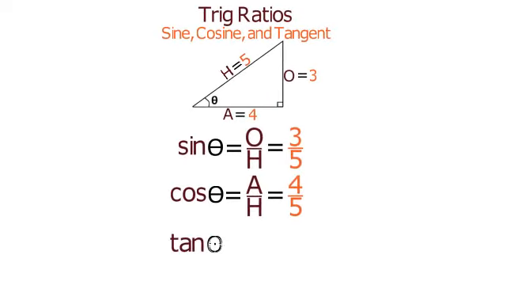And the tangent of an angle equals O over A, which is the length of the opposite side over the length of the adjacent side. In this triangle, the length of the opposite side is 3, and the length of the adjacent side is 4, so the tangent of theta equals 3/4.